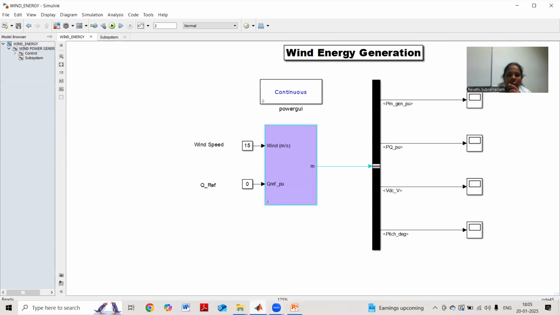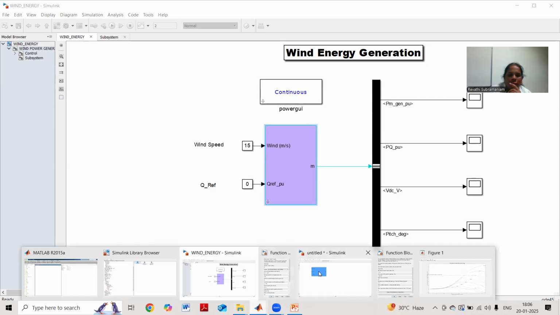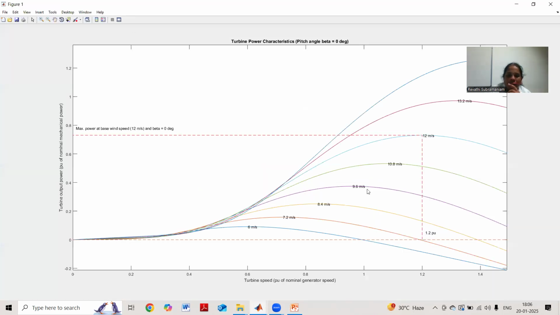So this is a simple experiment by which we can see, by changing the wind speed, what will be the characteristics of that. Here we can vary the different wind speeds and we can note the characteristics of the wind turbine power, how the mechanical output power has been changing based on the nominal generator speed.